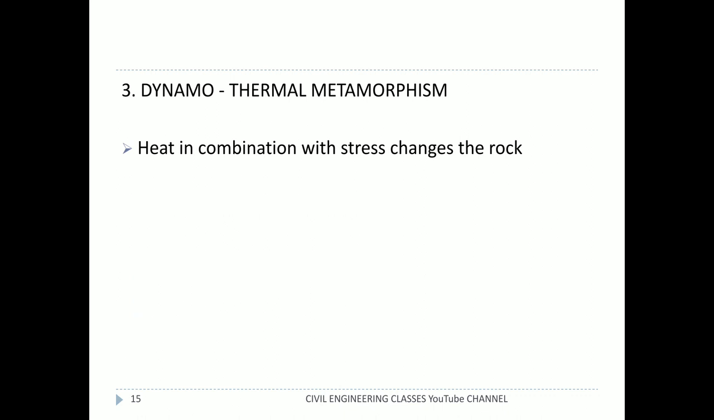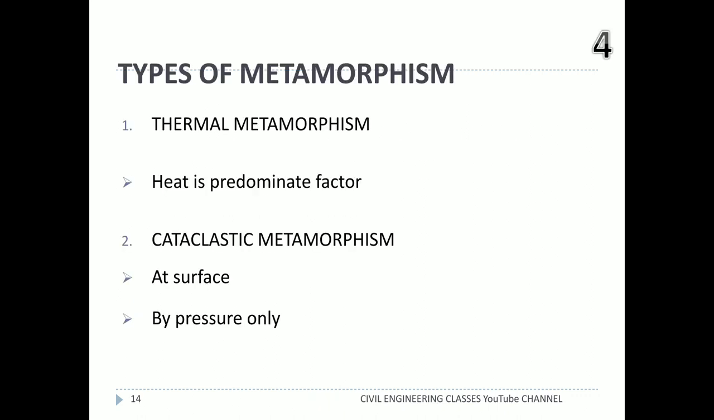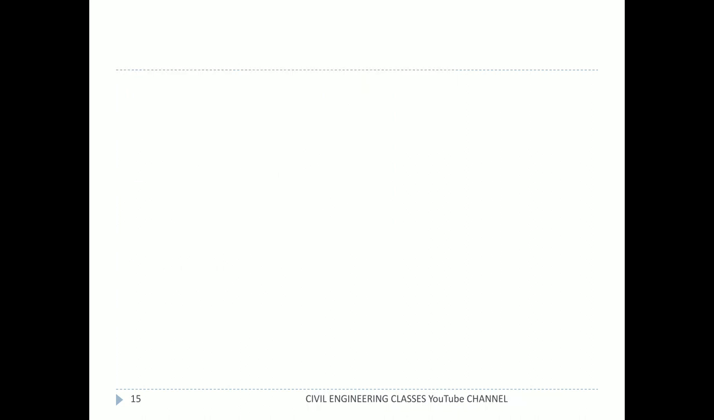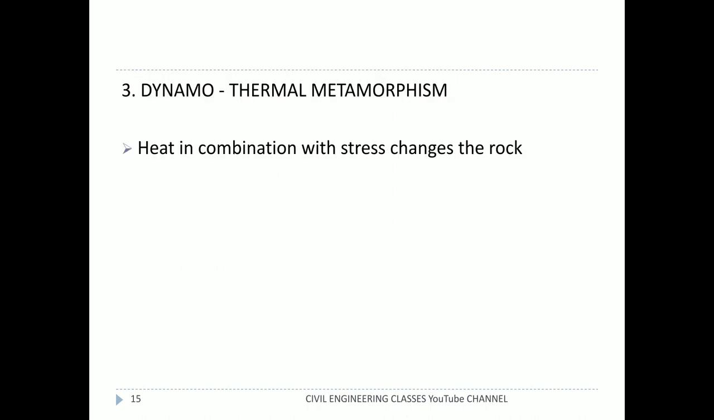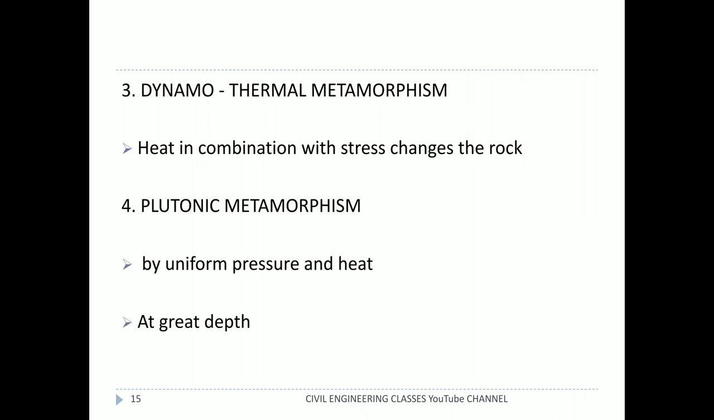So let's sum up the types of metamorphism. First one is thermal metamorphism, where heat is only acting. Next one is cataclysmic, where pressure is only acting. Next one is dynamo-thermal metamorphism, where stress and heat are both acting. And the last one is plutonic metamorphism, which happens in the very deep interior of the earth, where the metamorphism happens by uniform pressure and heat.